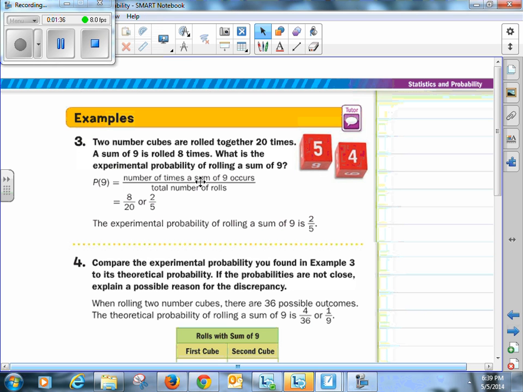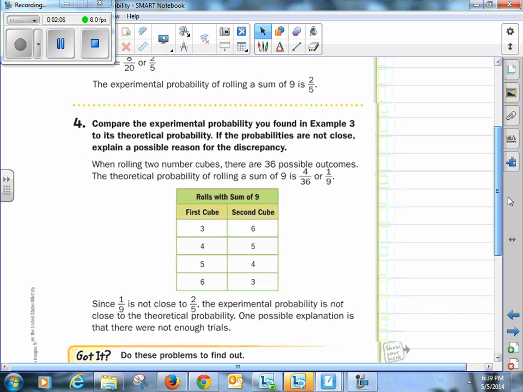So here's another example. It says two number cubes are rolled together 20 times. The sum of 9 is rolled 8 times. What is the experimental probability of rolling the sum of 9? So if you look here, the sum of 9 occurred 8 times out of 20. So it's 8 out of 20, or 2/5. Compare the experimental probability you found up here with the theoretical probability. And it says if the probabilities are not close, explain a possible reason for the discrepancy.